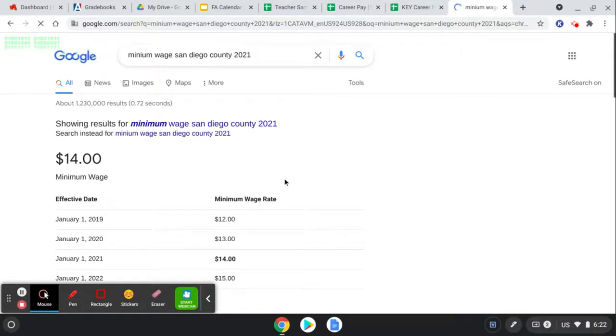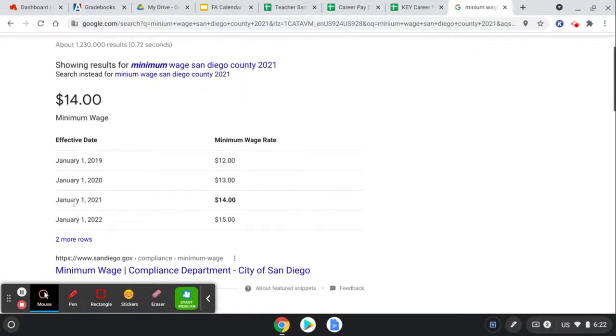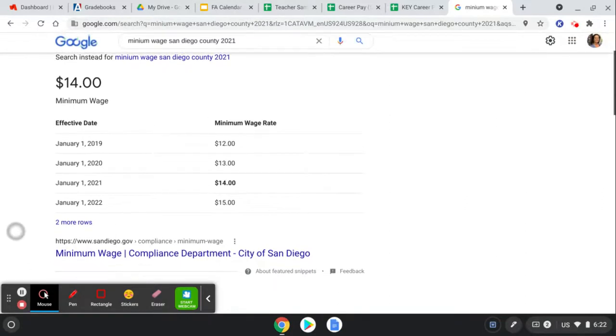Minimum wage for San Diego County is $14. Looks like it's going to go up to $15 an hour in January.